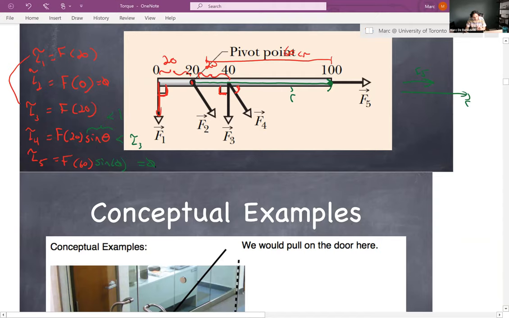So if I had to rank these, my answer is that torque one and torque three are tied. Then it's going to be torque four. And then torque two and torque five are tied at zero.